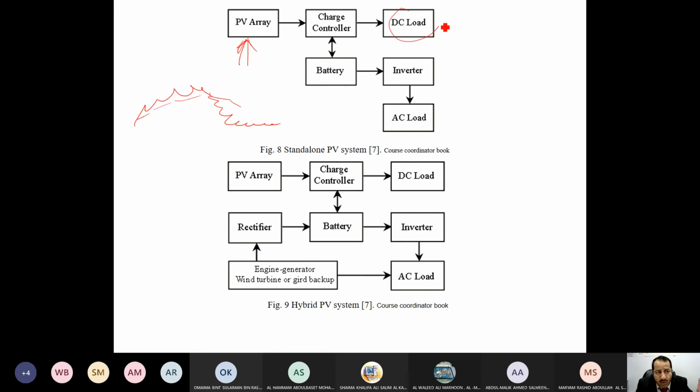But we want to supply it to a load. So what should we do? We use this buck boost converter. If it is low, step it up. If it is high, step it down. At the end, the load receives a smooth, specific voltage.